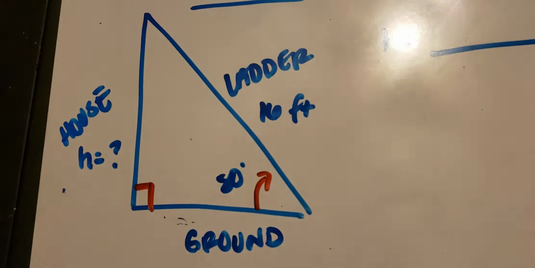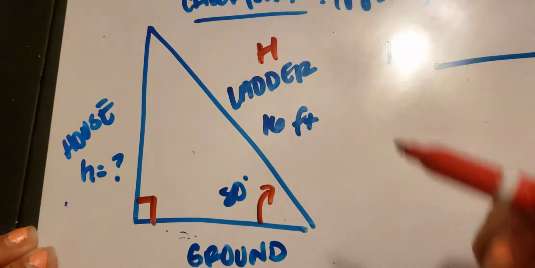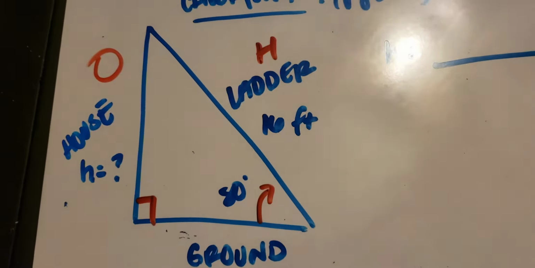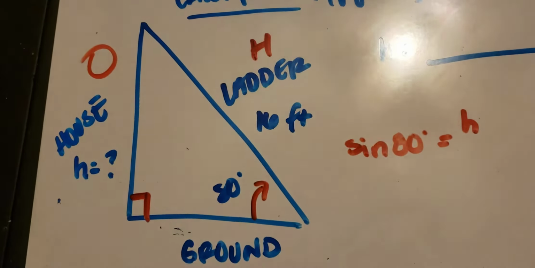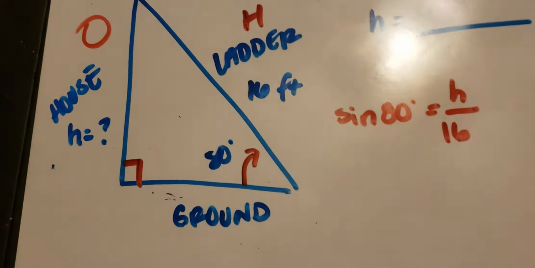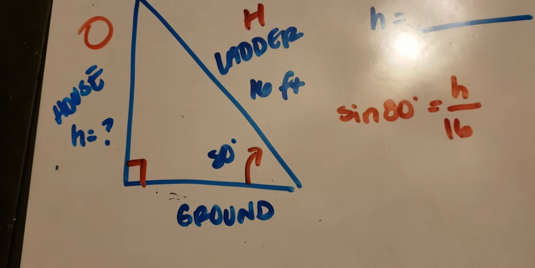So if you notice, they give us the hypotenuse, and we're going to be solving for our opposite, okay? So with that being the case, we know we have to use sine. So sine of 80 degrees equals opposite, or what I'm going to call h for height, over hypotenuse, which is 16, okay?